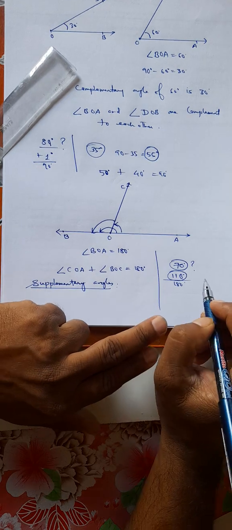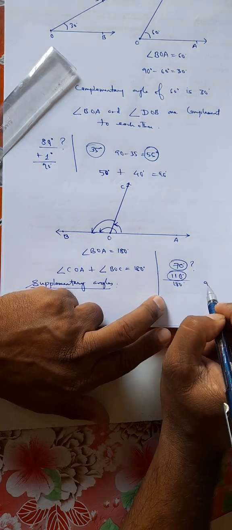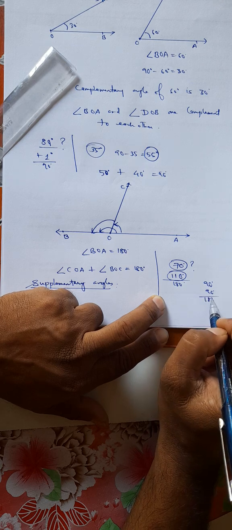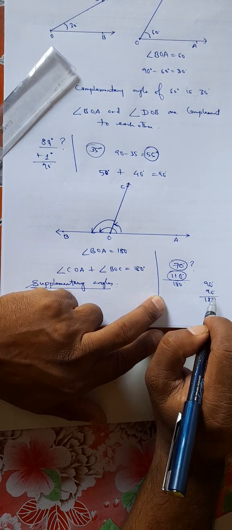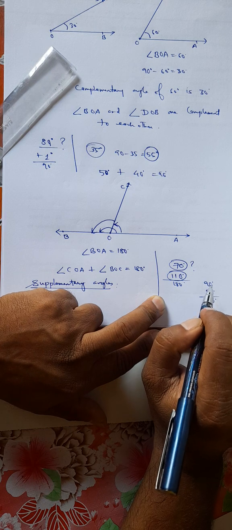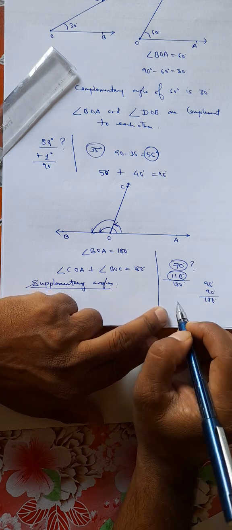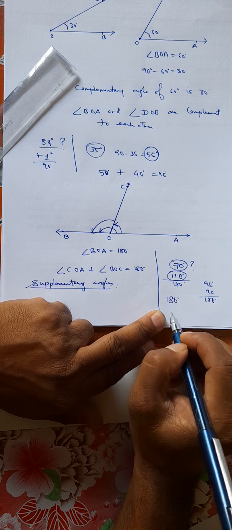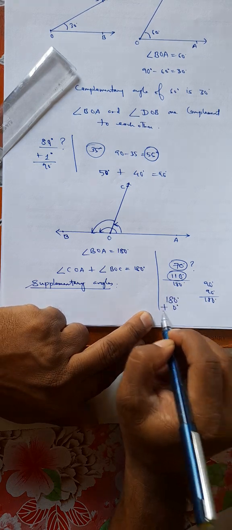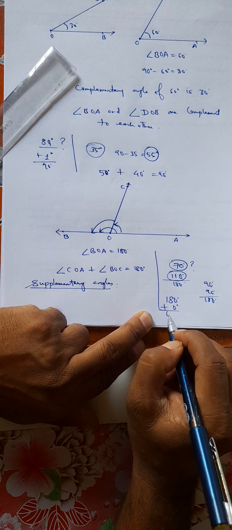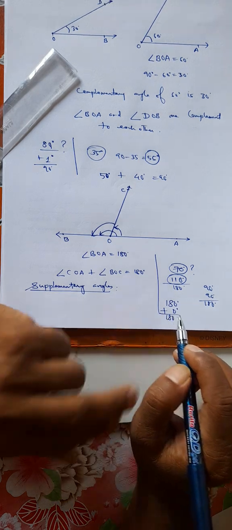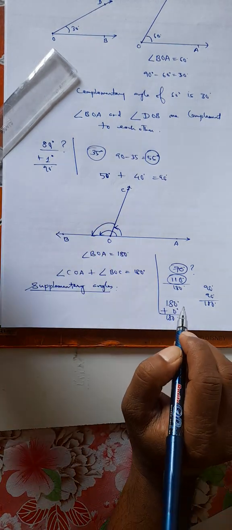So what is the supplementary angle of 90 degree? 90 degree. 90 plus 90, 180. What is the supplementary angle of 180 degree? 0 degree. 180 plus 0 is 180. So supplementary angle of 180 degree is 0 degree, or supplementary angle of 0 degree is 180 degree.